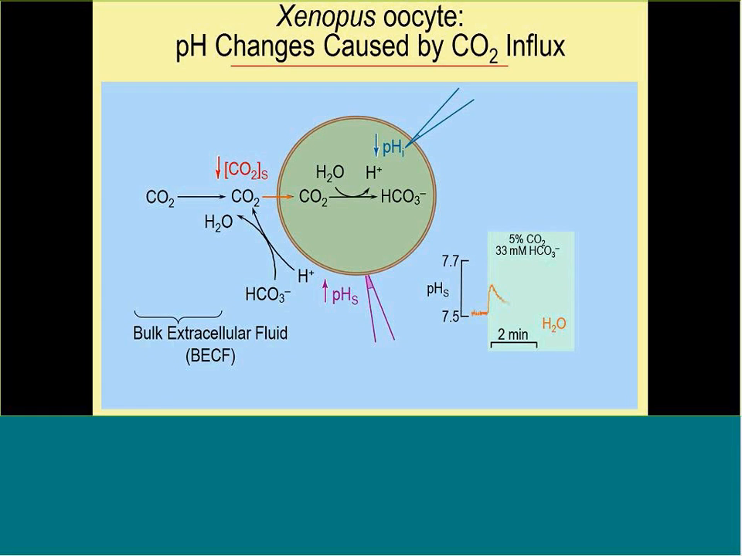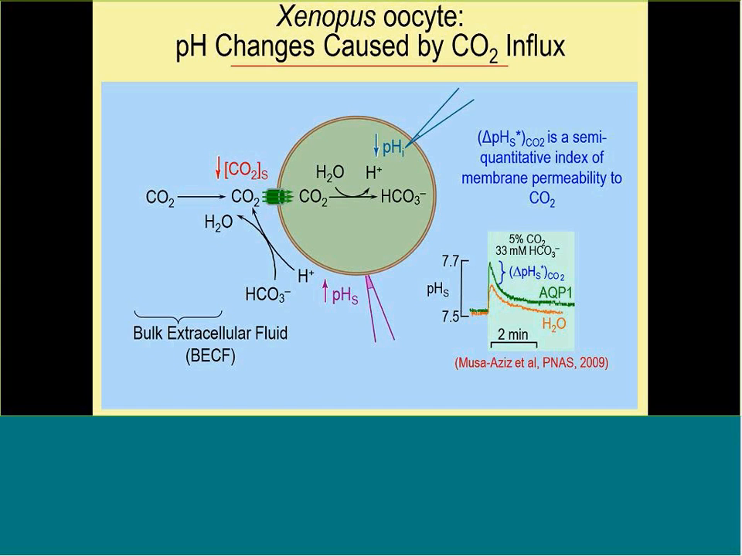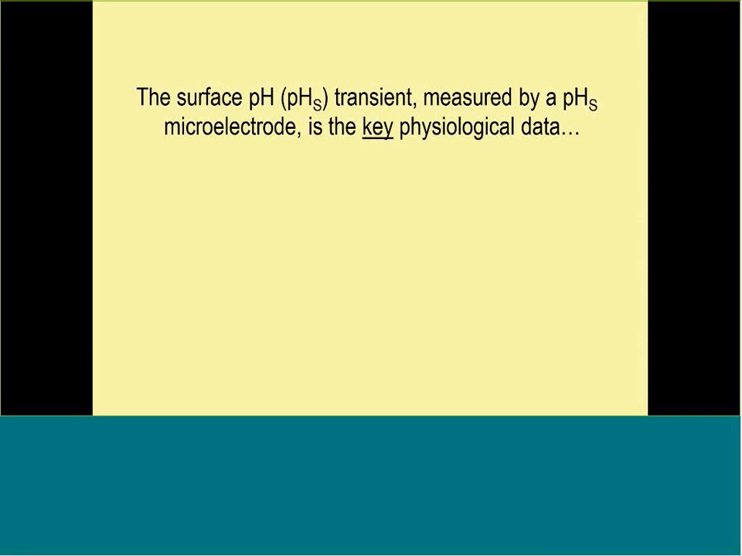So this is what we see for a control oocyte. However, when we express aquaporin 1, we see that the transient in surface pH gets bigger because of a faster rate of CO2 influx through the plasma membrane. So the delta pHS, the difference between the heights of these two spikes, is our channel-dependent CO2 permeability, the pH change due to the enhanced CO2 influx by aquaporin 1. So the height of the surface pH spike is a quantitative index of membrane permeability to CO2. The surface pH transient, which we measure with a surface pH microelectrode, is the key physiological data that we are interested in.